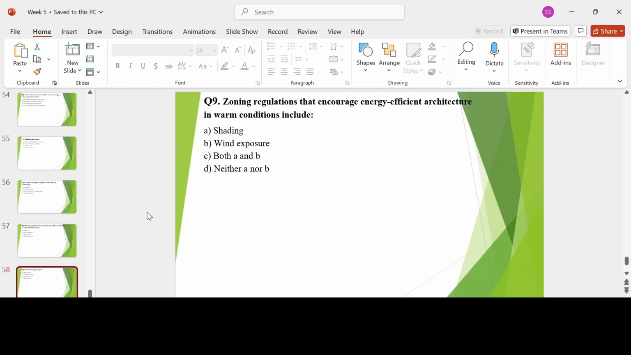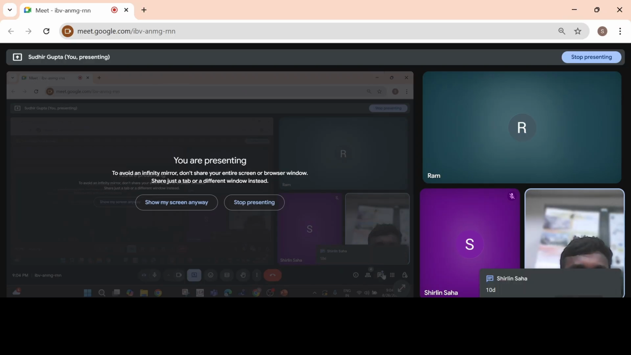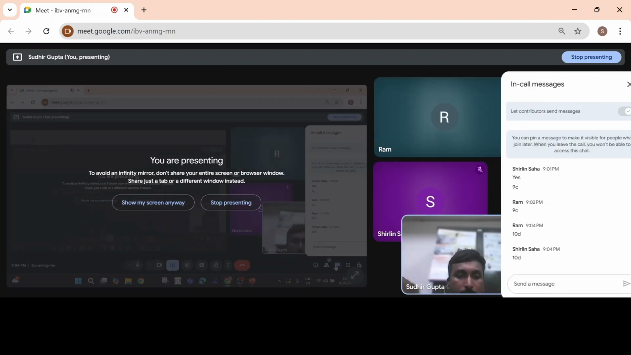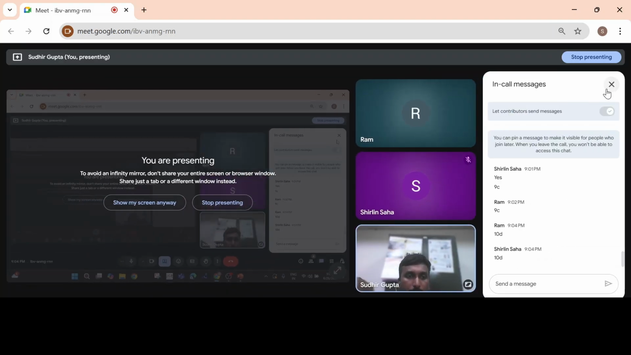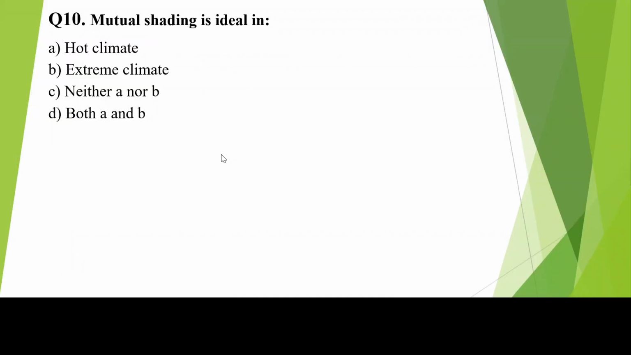I hope you have got the answer. Let me see how many of you have answered then. Yes, most of you have answered 10th D, that is both A and B. Mutual shading reduces heat gain in both hot and extreme climate, and that's why option D is the correct answer, where compact and closely spaced buildings shade each other. That's why it becomes important.